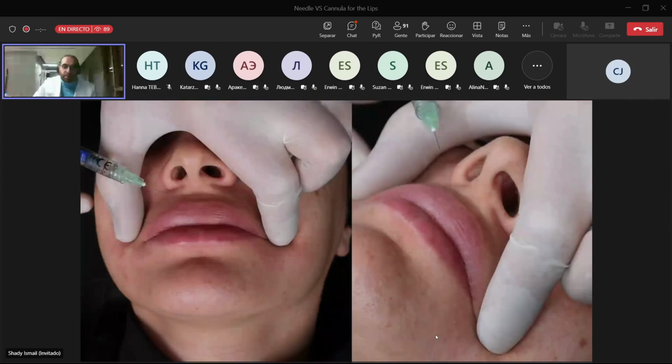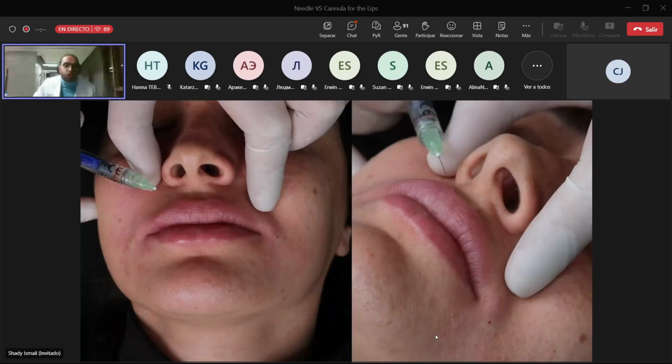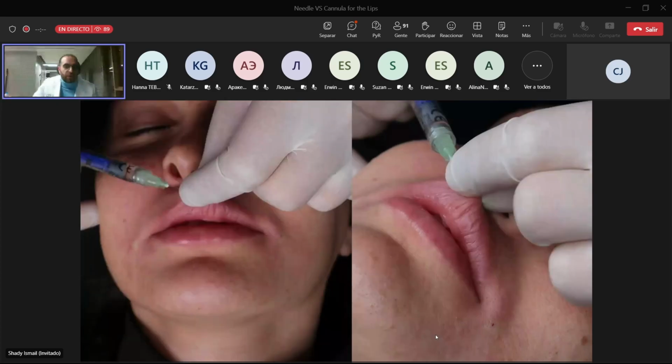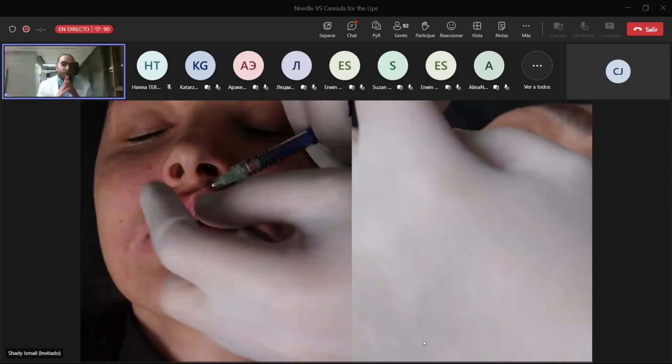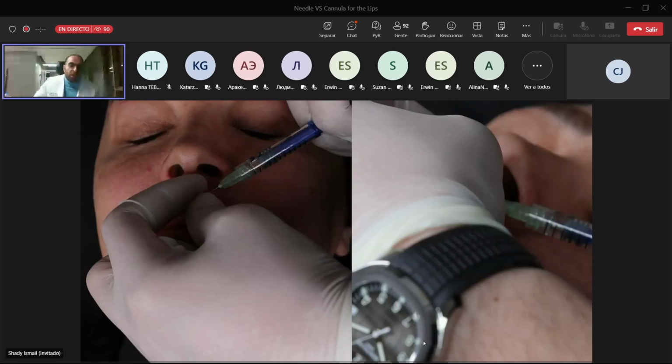Now I will combine using a needle, just at the cupid's bow to enhance it. As I see, I'm too superficial, entering from the JK point immediately, and I contain the filler within my fingers. I press and I release. Then another point. So it's not about cannula only or needle only, and this is the main aim of this webinar, that we need to use the tools in our hands to achieve a good result, naturally, as we see here.